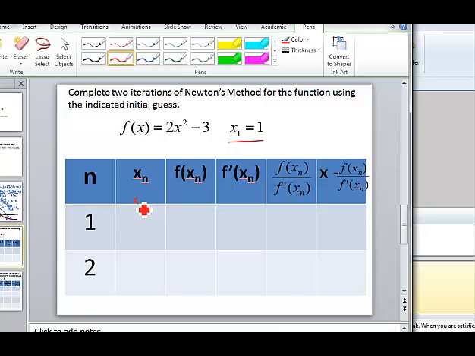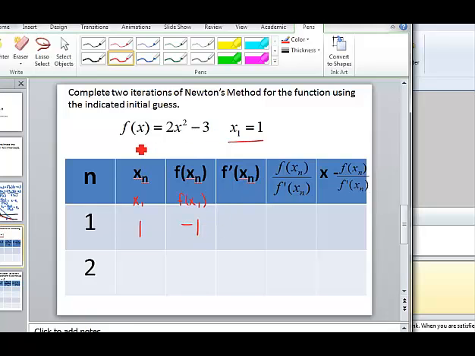So we're going to always just complete these charts, and you'll always be given the chart. So all you've got to do is fill it in. This says find x sub n, which would be x sub 1. Well, we know that's 1. Then it says to find f of x sub n, which would be f of x sub 1. That means I'm going to plug 1 in for this function right here. So I would end up getting 1 squared, which is 1, times 2 is 2, minus 3 is negative 1.